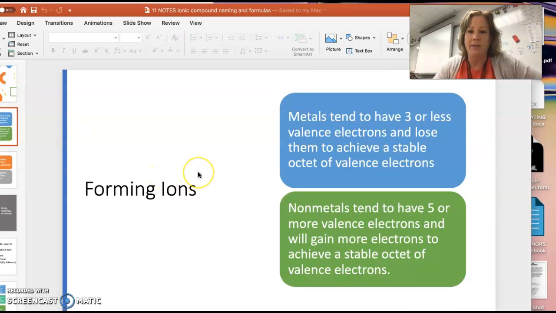So, forming ions. Metals tend to have 3 or fewer valence electrons, and if they lose them, then underneath they'll have a full octet of electrons like a noble gas. Nonmetals will have 5 or more, so they're really close and they just need to gain a few more to get up to having that full octet.